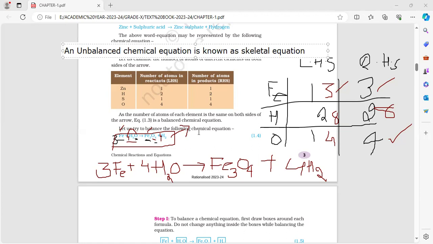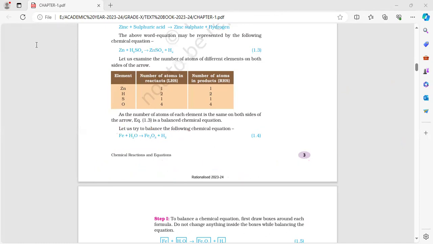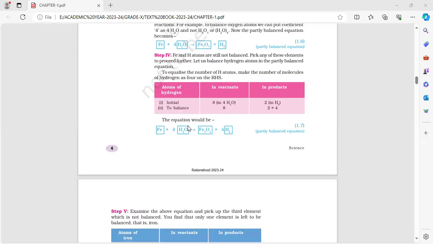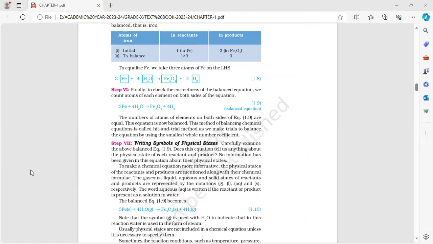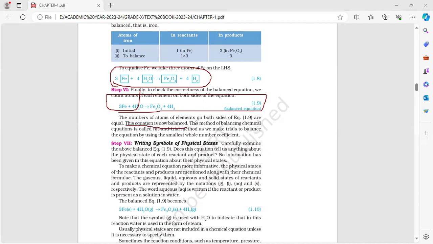One more easy method is also there, but it's not required now. First you should write all the elements, then the number of atoms on the left hand side and the right hand side, and try to balance the chemical reaction. Then you will get the final balanced chemical reaction. Here in your textbook, he has given the final one, the balanced chemical equation. If it is not balanced, it is called a skeletal equation. The number of atoms on both sides is equal, so this equation is now balanced.